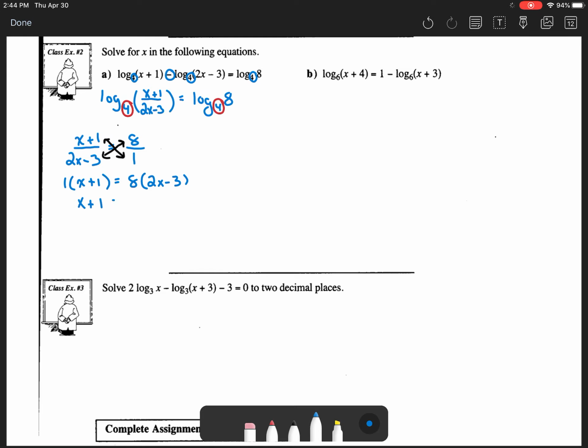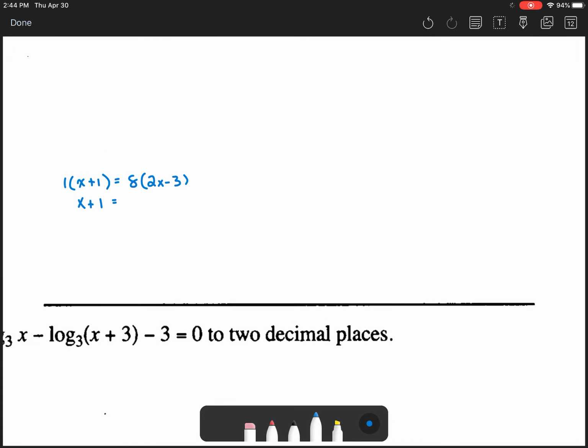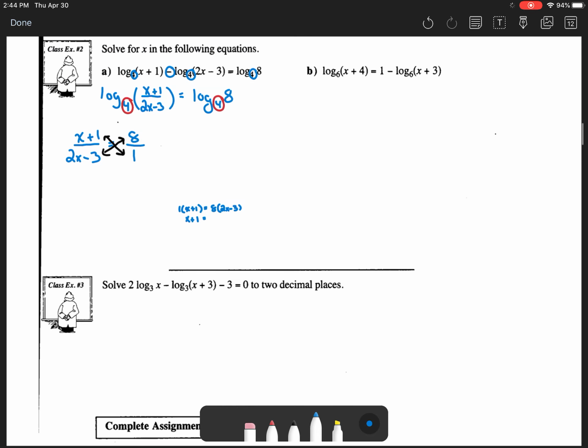So on the left-hand side, that remains as x plus 1. On the right-hand side, I got to rewrite this. So here I have x plus 1, and on this side, 8 times 2x minus 3. So x plus 1 will equal, sorry, 16x minus 24. I'm distributing that 8 inside that binomial, like so.